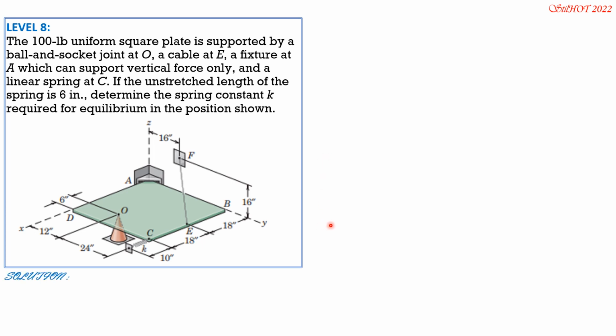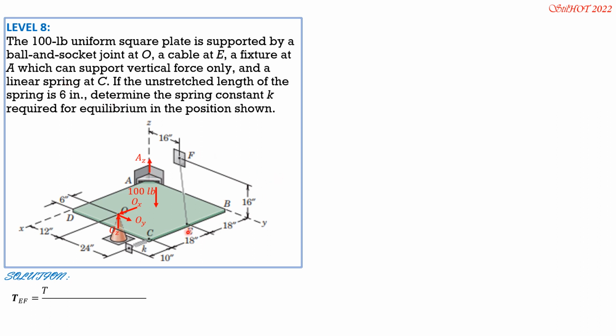So let's have the component reactions at O, because it is a ball and socket joint, so it is complete. Then the weight, 100 pounds at the center. The square plate is 36 by 36, so it is 18 inches from AB and 18 inches from AD. Then tension and force in the spring. And vertical reaction at A, as mentioned.